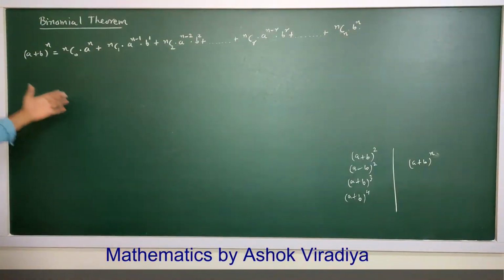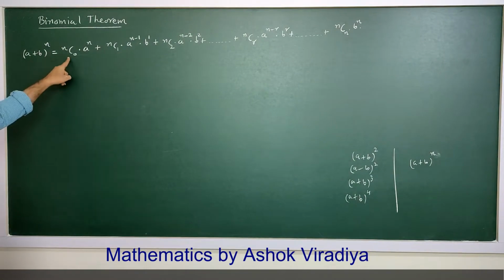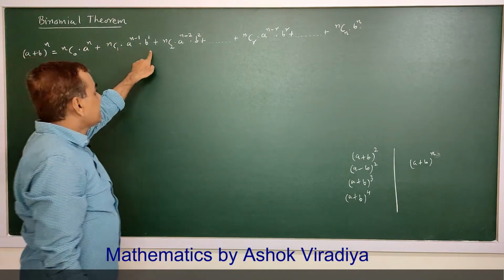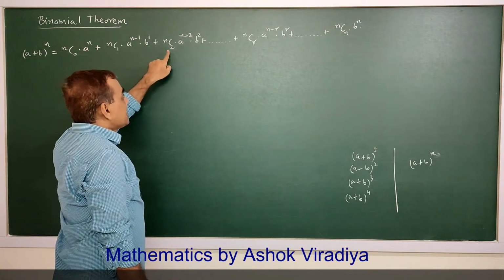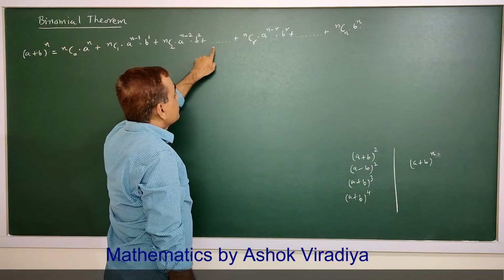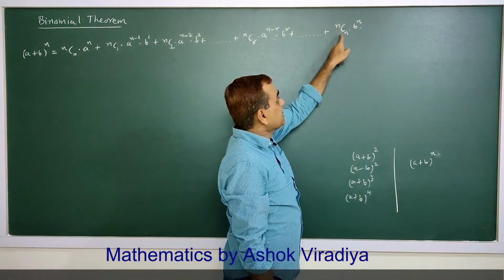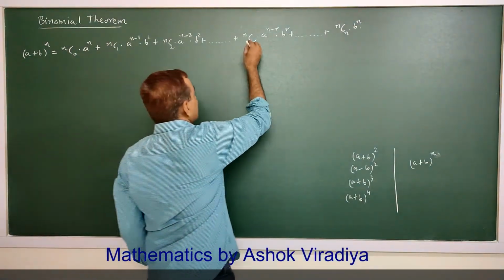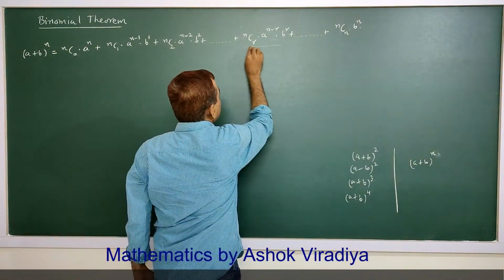So the expansion for (a plus b) raised to n is nC0 a raised to n, plus nC1 a raised to n minus 1 into b, plus nC2 a raised to n minus 2 into b square, and so on up to nCn b raised to n. So this is a general term in this expansion.